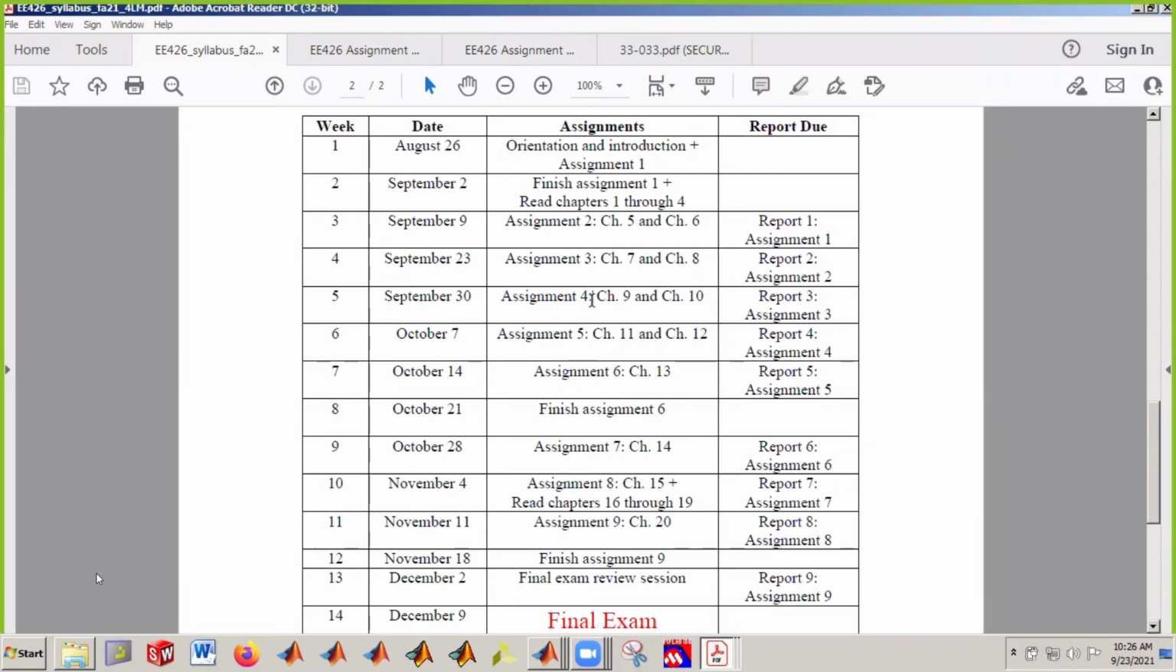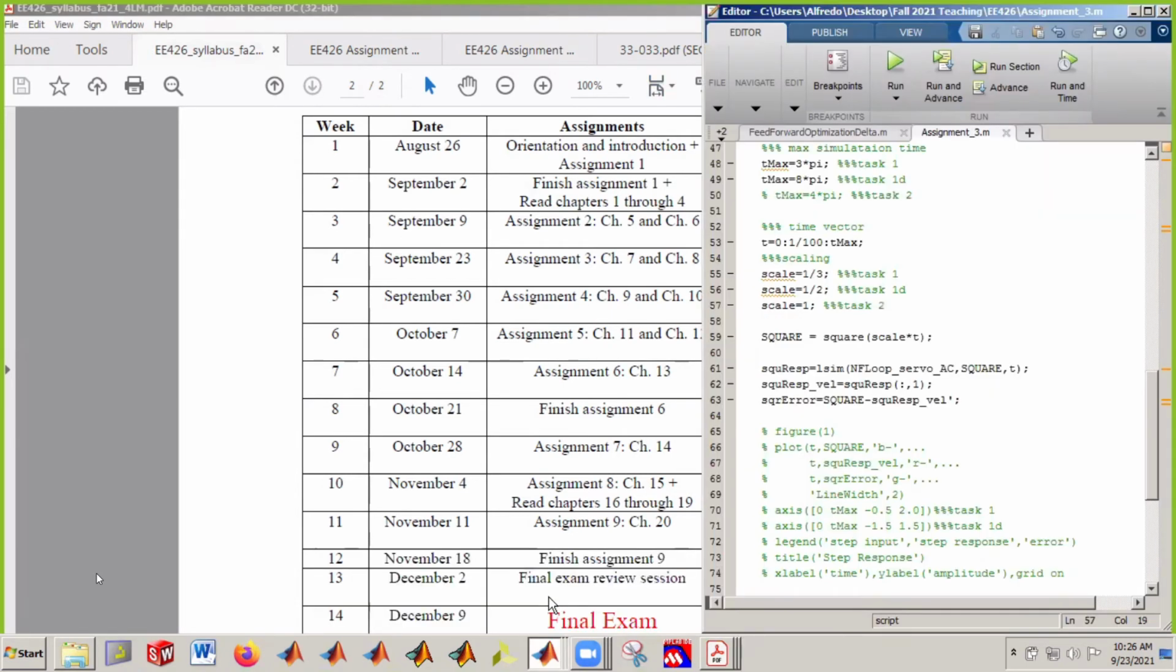Any questions about assignment number 3? What the velocity feedback is supposed to do for you? I have a question. Yes, go ahead.